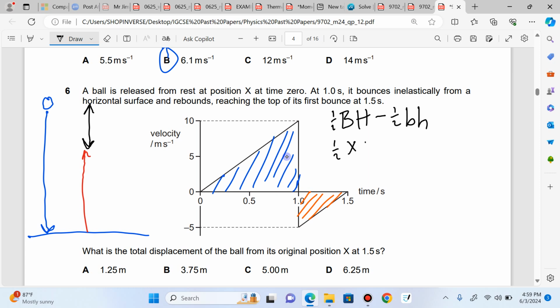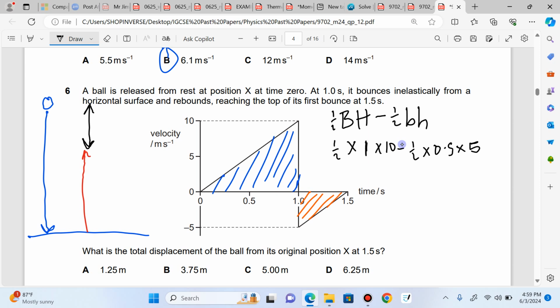So let's go. The base of the big triangle is 1, and the height of the big triangle is 10, minus half multiplied by the base of the small triangle, which is 0.5. If you go from 1 to 1.5, you get 0.5. The height of the small triangle is 5. You have minus 5 here, but what we need is the height, so this minus is already doing the job for you, the difference.